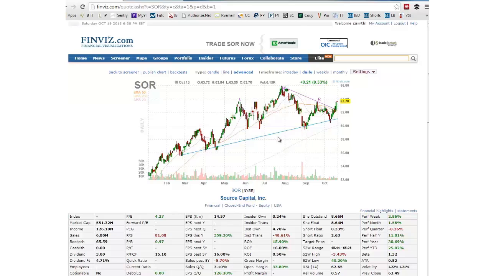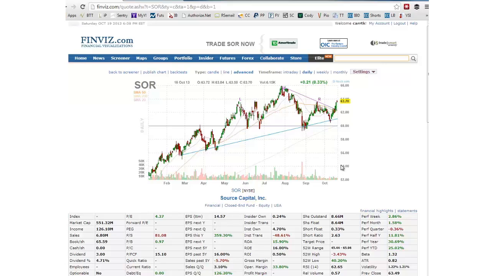How do you measure the move? You start with the neckline, and you go all the way to the top of the head. So that's where you measure the move, from the head. So this is 60 to about 66. That's a 6-point move. Subtract that from 60, you get 54. Your target is down here at 54. So if I'm shorting it here at about $63, I'm looking at a $9 move, which is a very nice move.